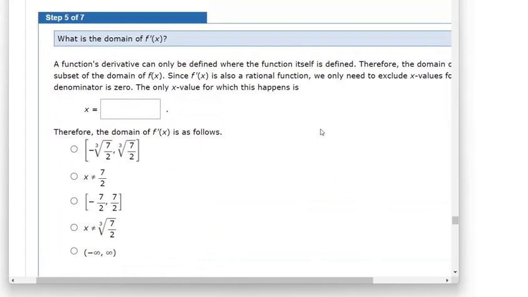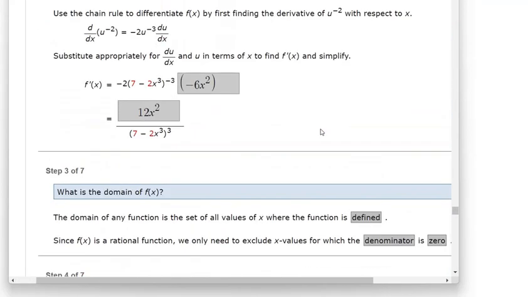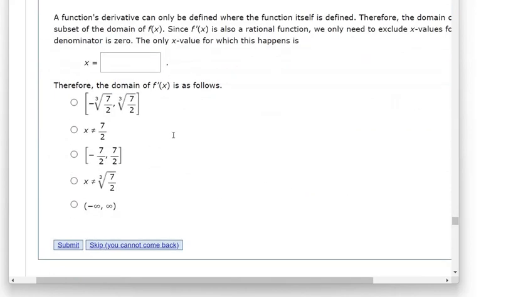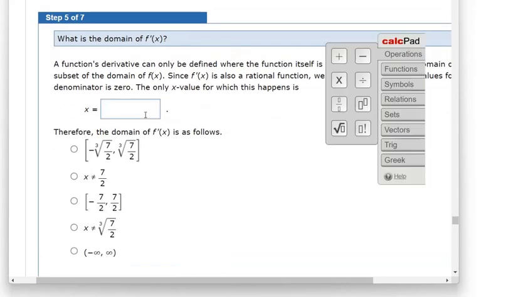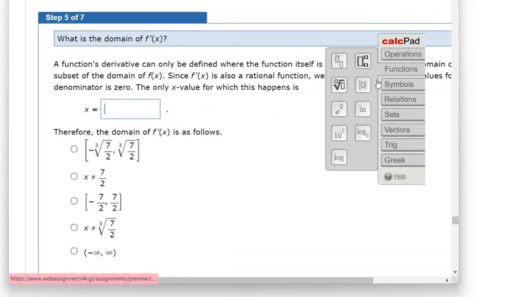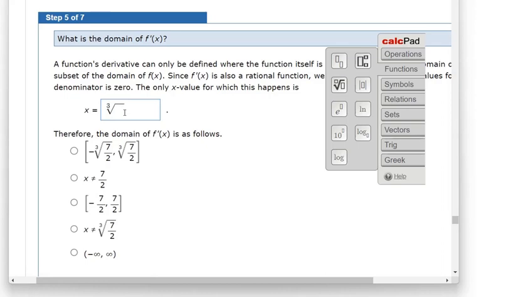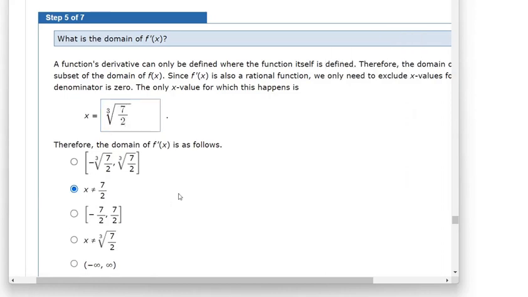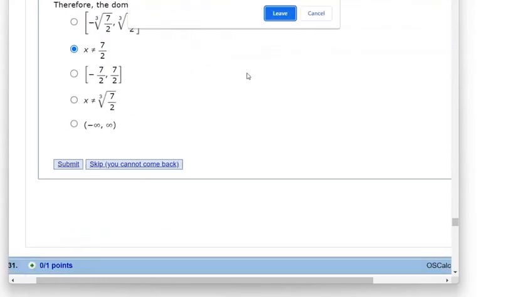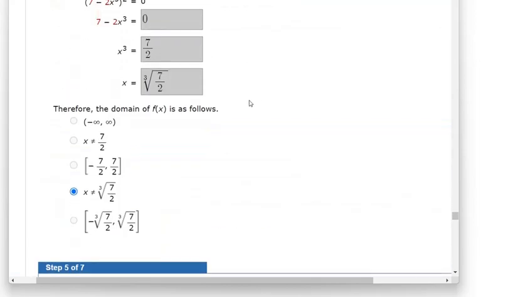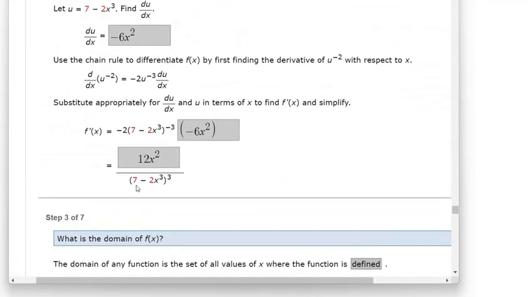Okay, what is the domain of the derivative? Where's our derivative? This is our derivative. So it looks like it's going to be the same thing because we can't have a divide by 0 problem, right? So where's my symbol? Here we go. Cubed root, 7/2. And then we also need to still exclude 7/2 from the derivative. And I was just going based off that function we had for the derivative. Same denominator, right?